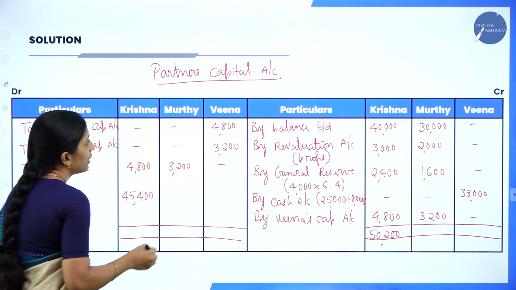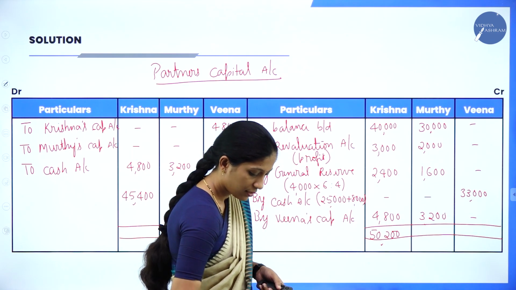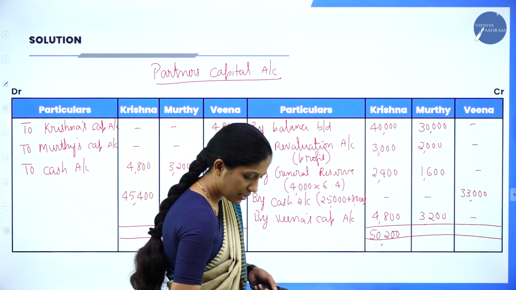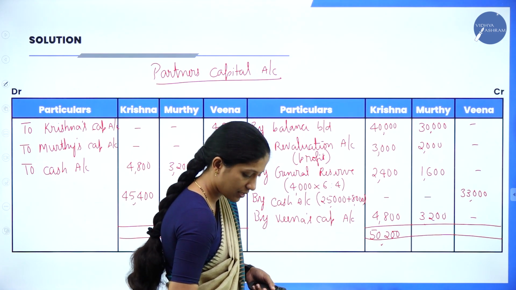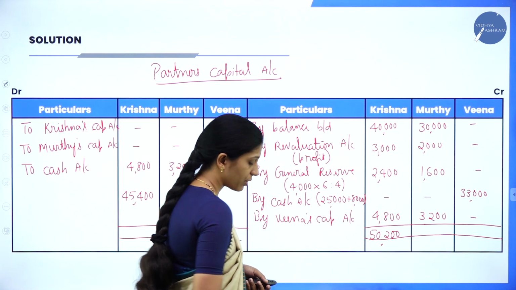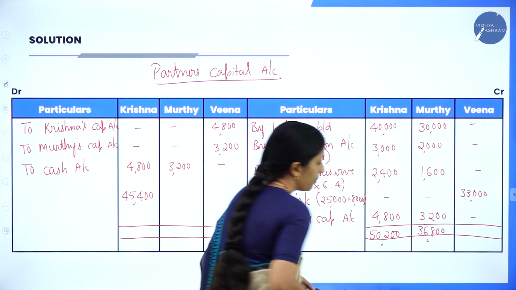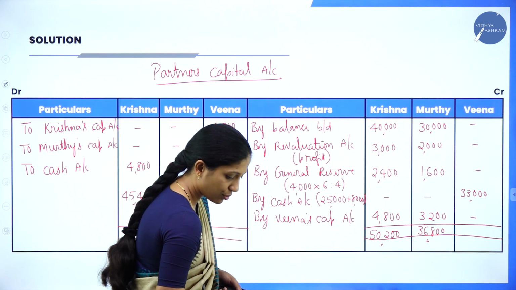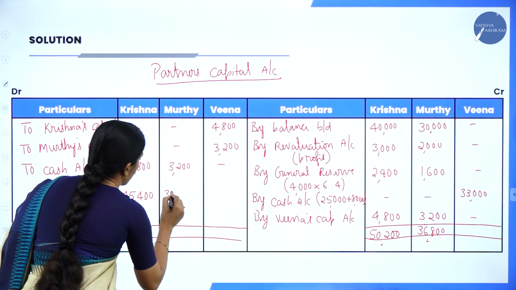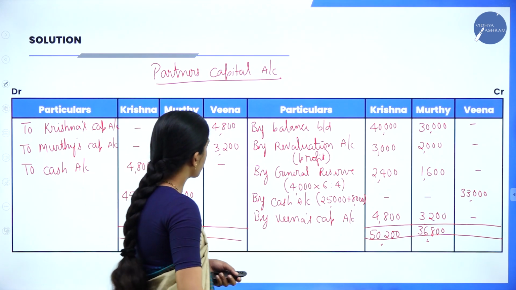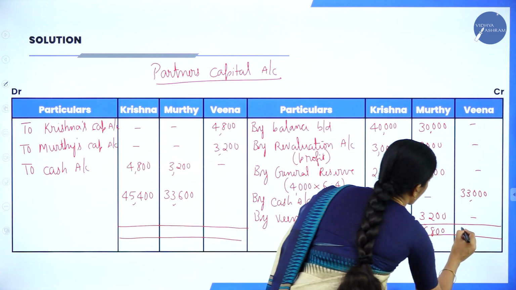45,400. Now coming to Murthy, 30,000 plus 2,000 plus 1,600 plus 3,200. So it will be 36,800 minus 3,200. So 33,600. Okay.